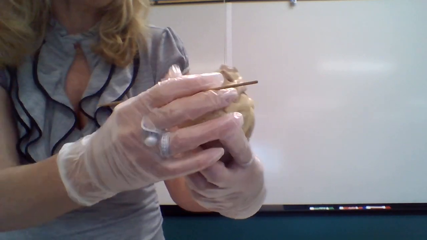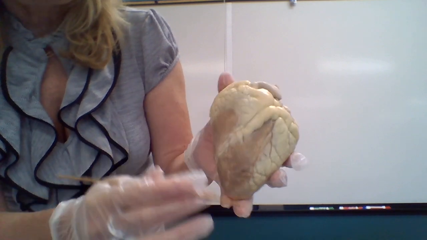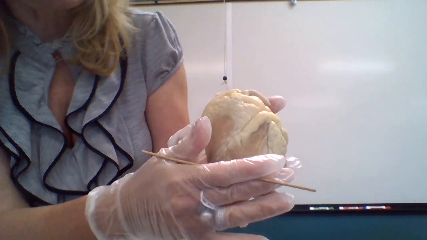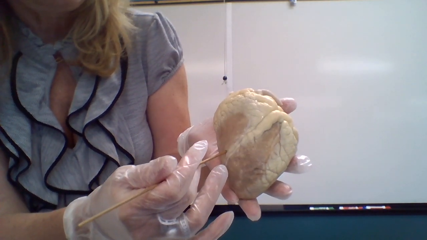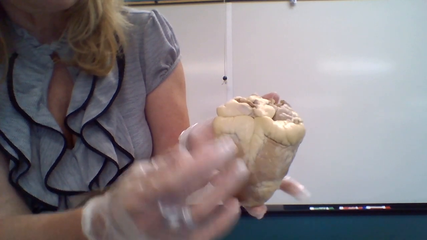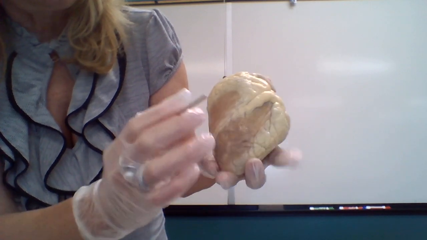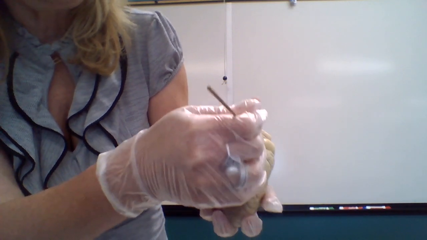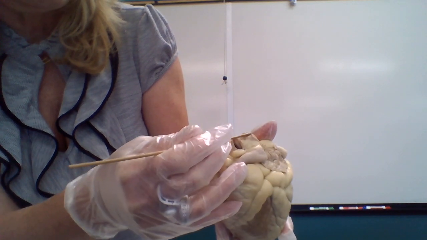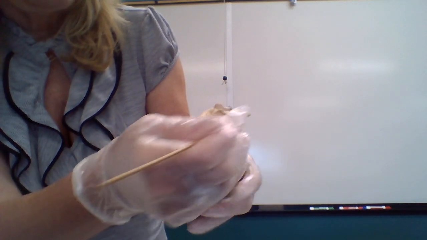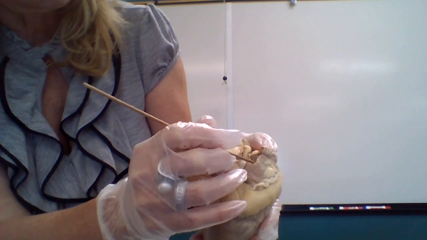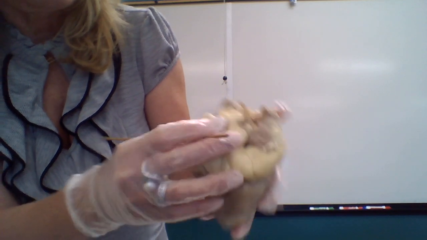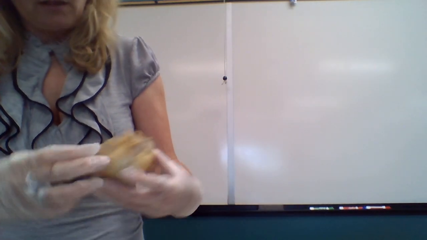Those are the structures that you need to know for your exam. Again, you need to know the anterior side, anterior interventricular sulcus, posterior side, posterior interventricular sulcus. You need to know the right ventricle, left ventricle, right auricle, left auricle, the pulmonary trunk, aorta, brachiocephalic artery. We cannot really see the superior and inferior vena cava very well, and we cannot see any pulmonary vessels.